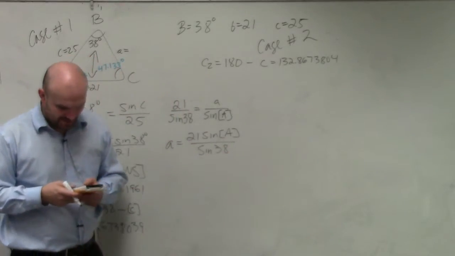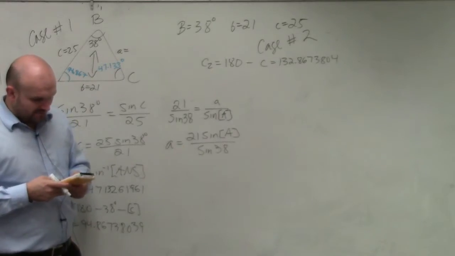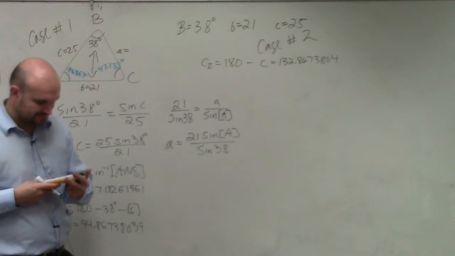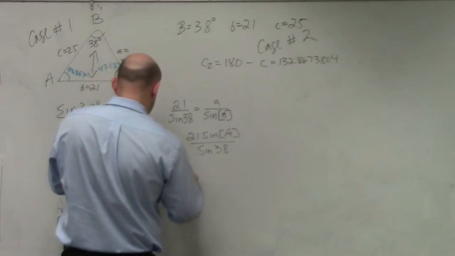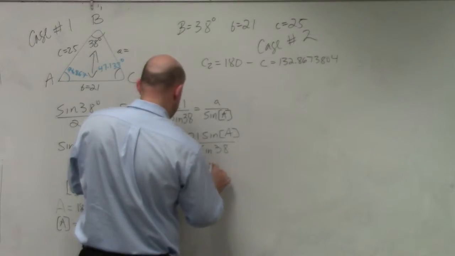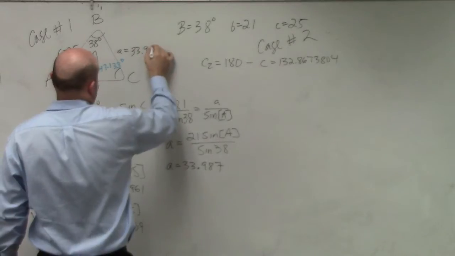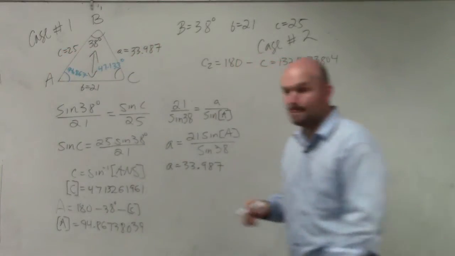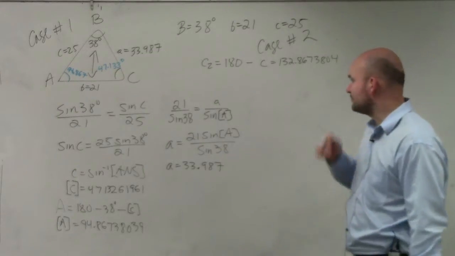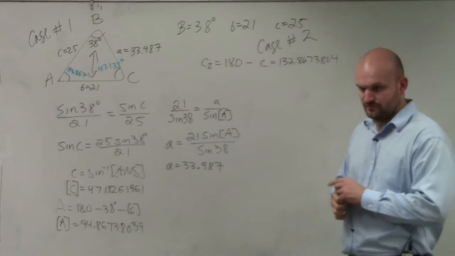So in my calculator, I do 21 times the sine of alpha A divided by the sine of 38. And I get a equals 33.987. Yep. OK, I'll explain that in a second. But right now, we've just got to move on.